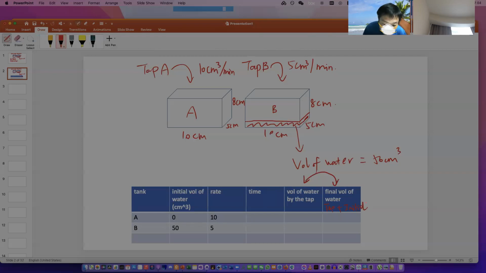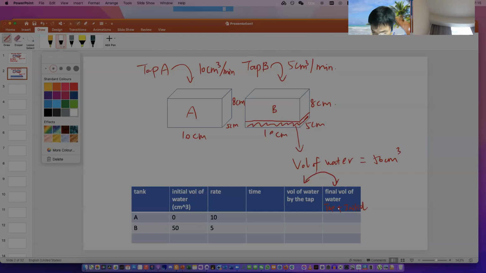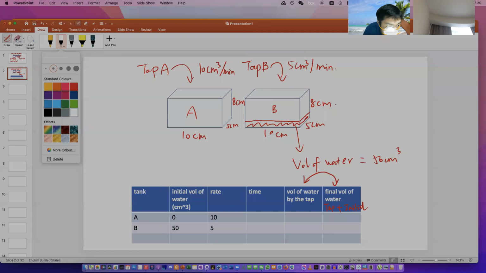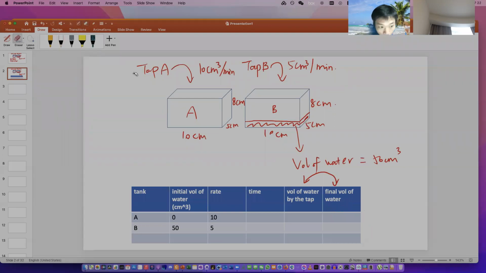Okay, so now the volume of water by the tap is given by what? Probably I need to use a different color, because I feel that red color is not very good. So let me just use another color. So the final volume of water is given by the tap plus the initial. And the volume of water by the tap is given by the rate times the time.